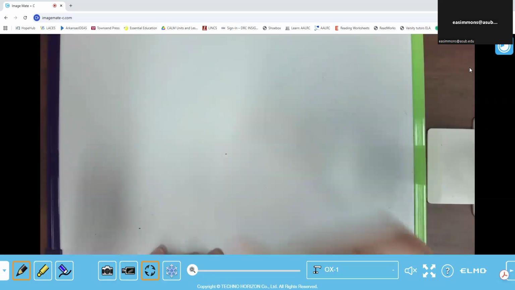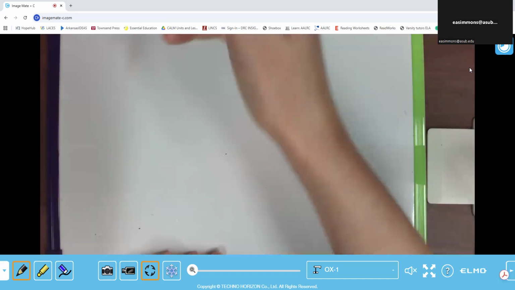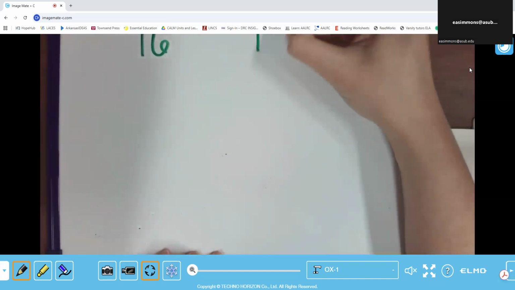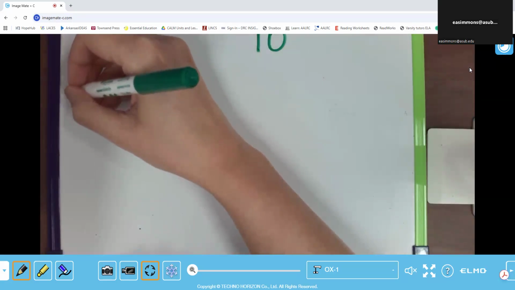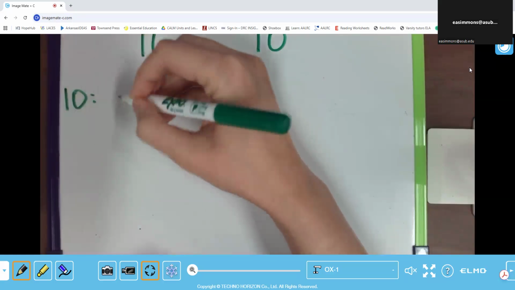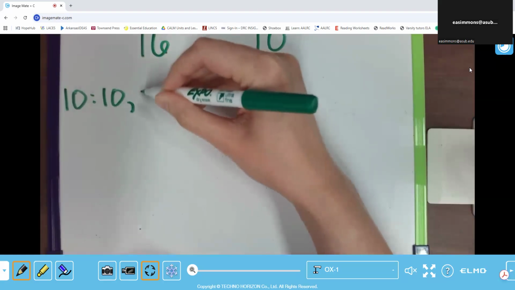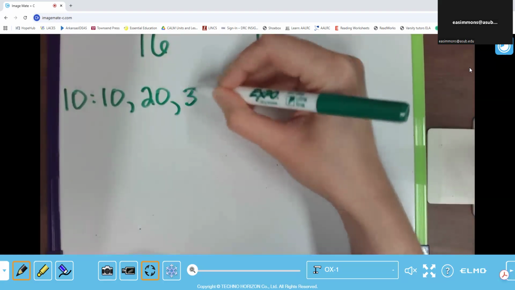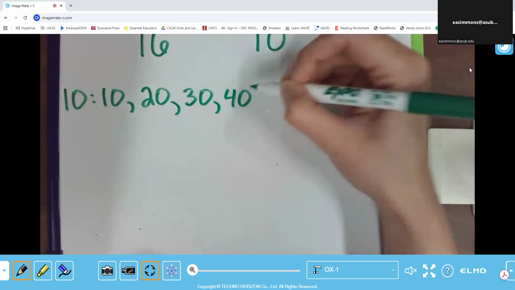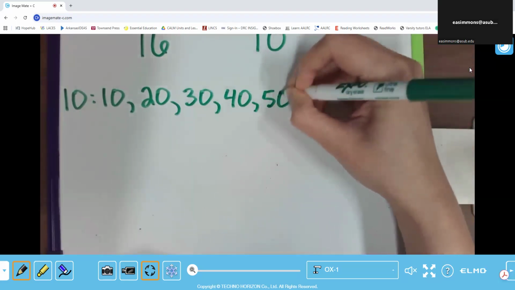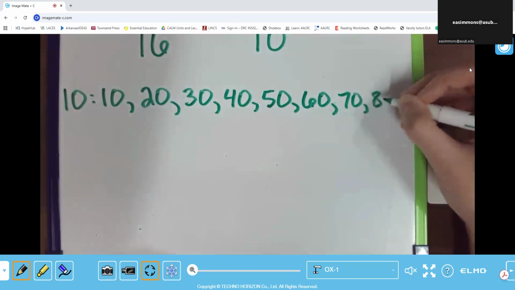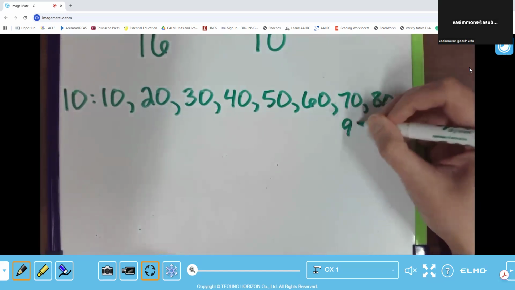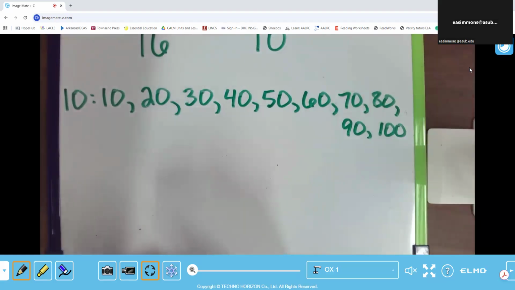Let's do another example. I've got 16 and 10. I'm going to start finding the first 10 multiples of 10. So I've got 10 times 1 is 10. 10 times 2 is 20. 10 times 3 is 30. 10 times 4 is 40. 10 times 5 is 50. Then we get 60, 70, 80, 90, and 100 for 10 times 10.